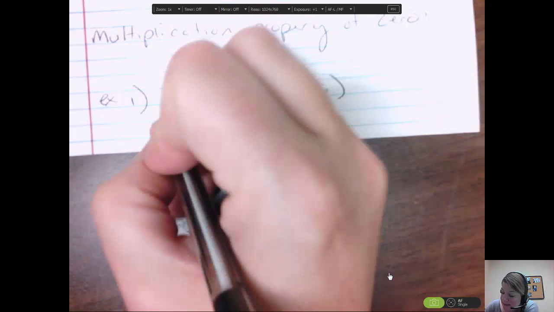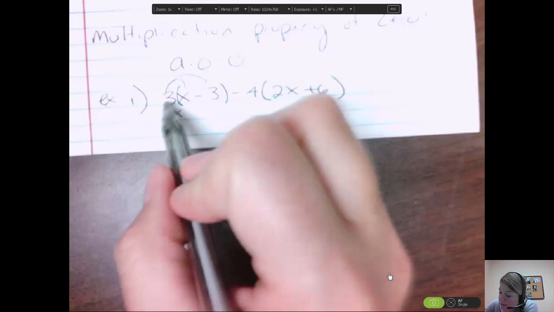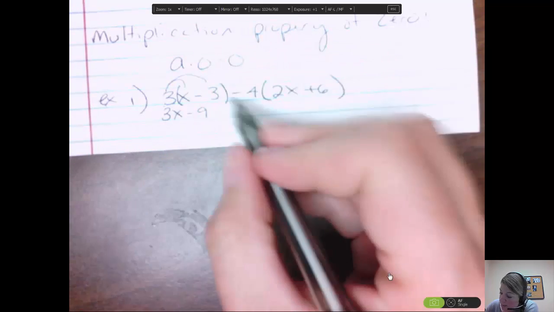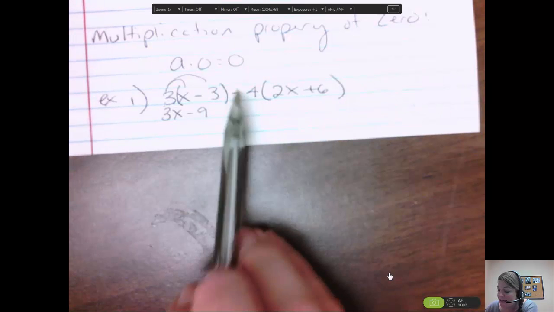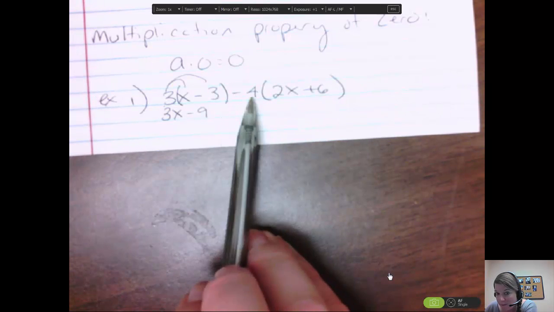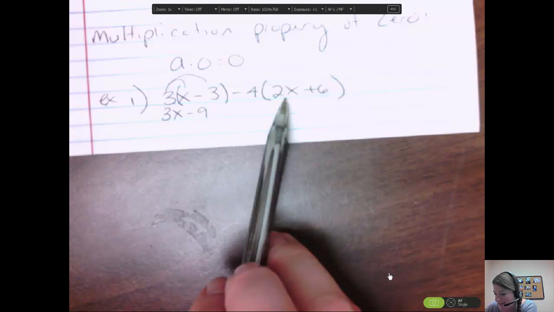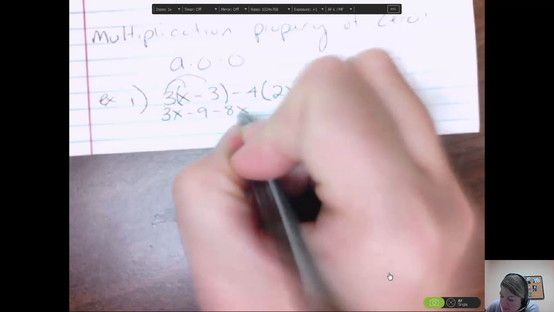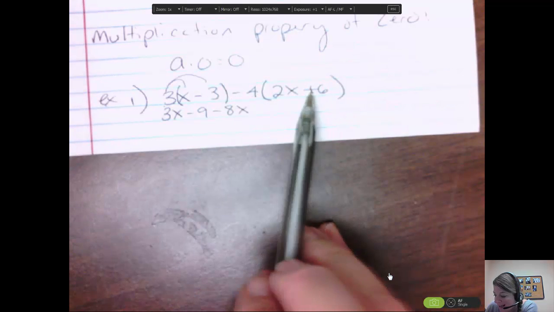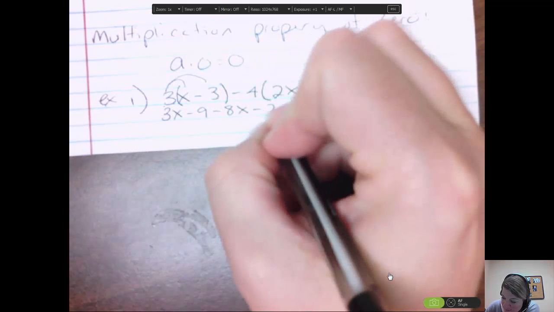3 times x is going to give me 3x. 3 times 3 gives me 9. Bring down this, well, I don't want to bring down the negative. I want you to think about this. Think of this as negative 4 times 2x. So negative 4 times 2 is negative 8x. Negative 4 times a positive 6 would give you a negative 24.